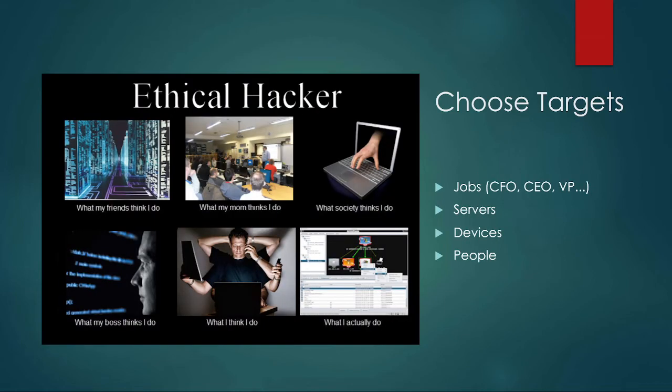Now, when we are talking about enumeration, we are going to talk about choosing targets. So the idea is we want to start thinking about who we are going to be aiming for. Now, this could be specific jobs such as C-suite style jobs. We could be looking at specific devices or servers, pieces of hardware that we want to aim for. We could also be looking at people.